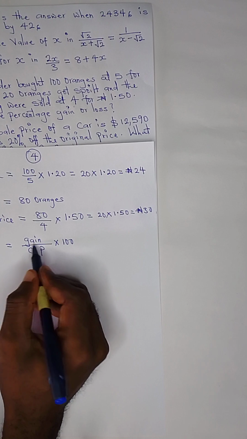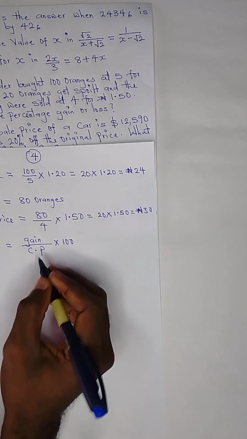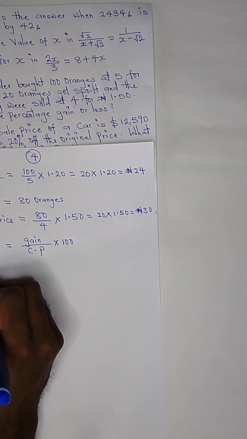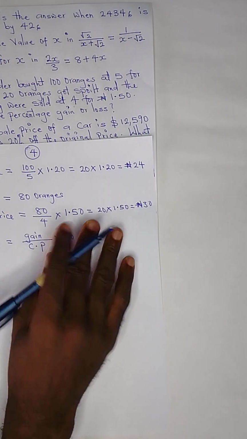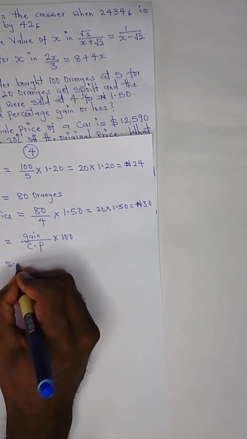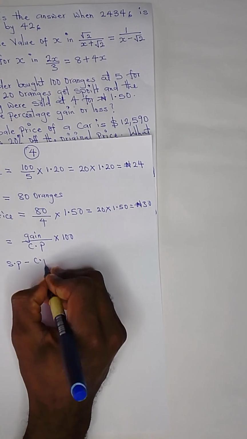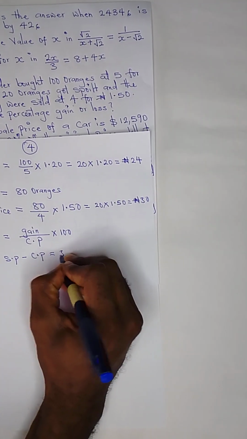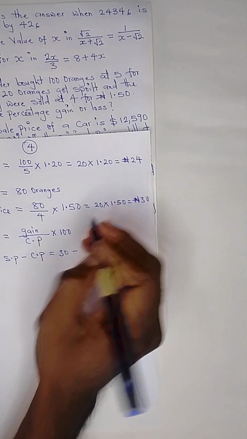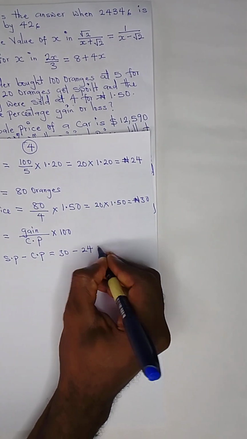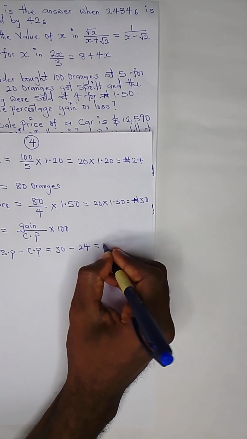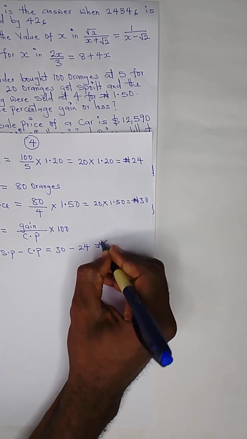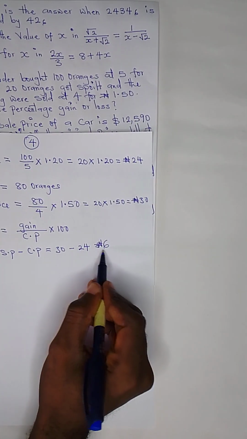But let us calculate the gain. Now, what is the gain? Gain is equal to the selling price minus the cost price. So what's the selling price? The selling price is 30 minus the cost price is 24. So 30 minus 24 is what? 6. So the trader makes a profit of 6 naira.